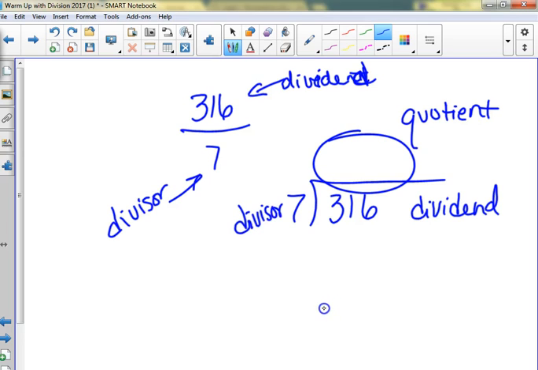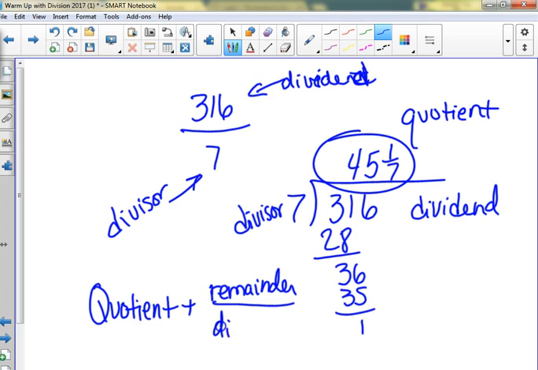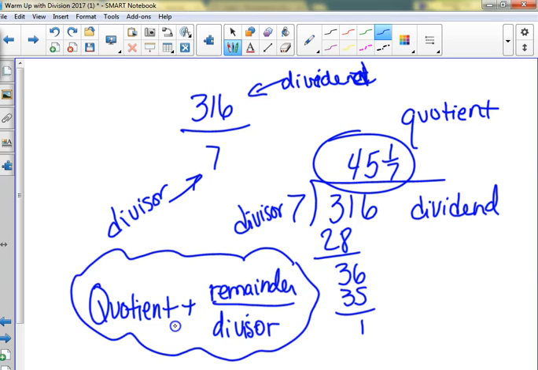All right, just to review the vocabulary. And then when you're done, let me see how fast I can do this. 4, 28, 36, 5, 35, 1. How did I do? Okay, when you're done, you write quotient plus remainder over what? Divisor. Okay? We'll be going over that again on Monday, probably.